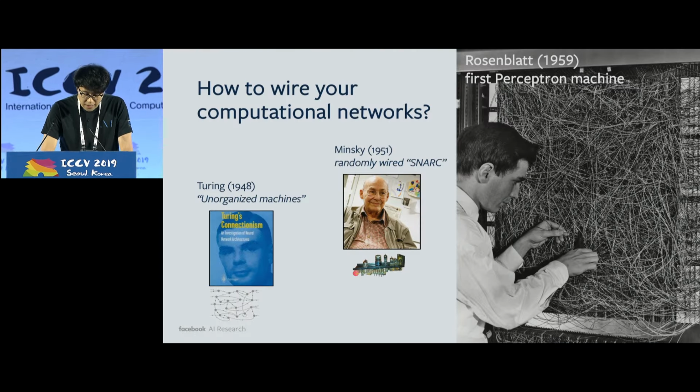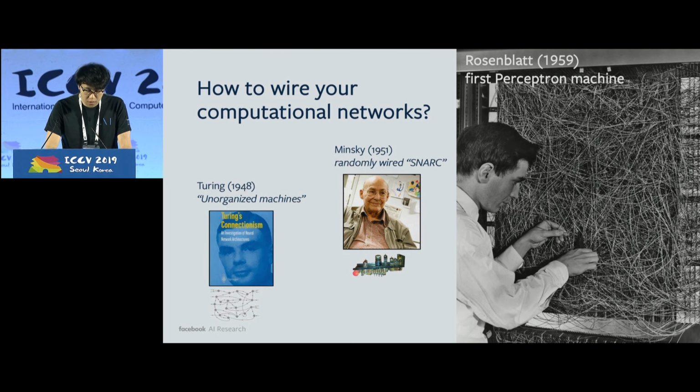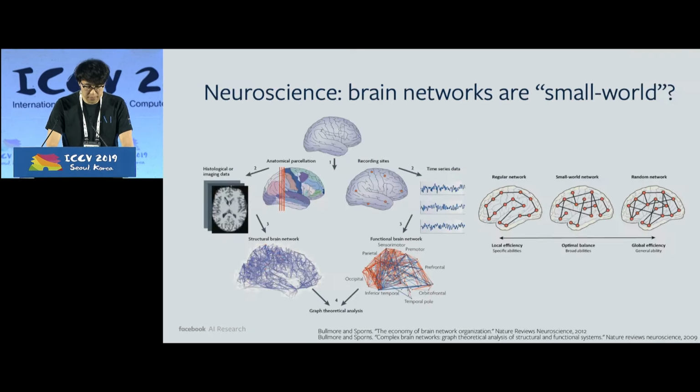In the traditional connectionist approach, how computational networks are wired is crucial for building an intelligent machine. In the early days of AI, pioneers including Turing, Minsky, and Rosenblatt all explored randomly wired machines. There are strong biological motivations as well. Recent studies in neuroscience find that human brain networks may have a random but small world topology.